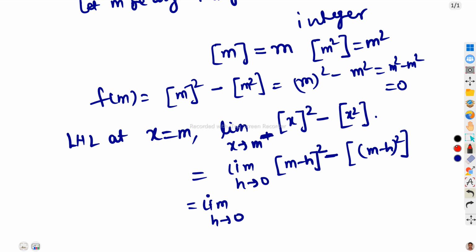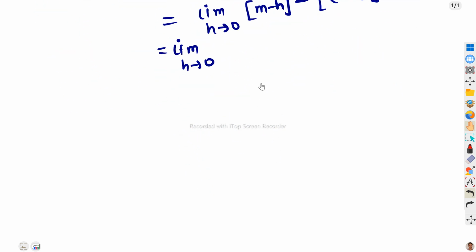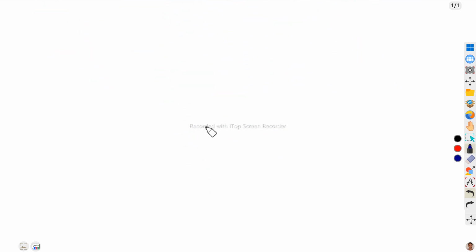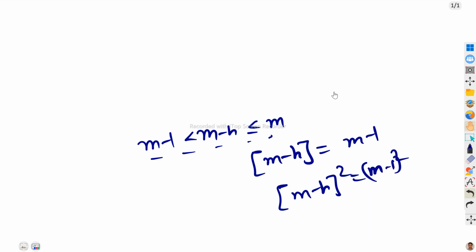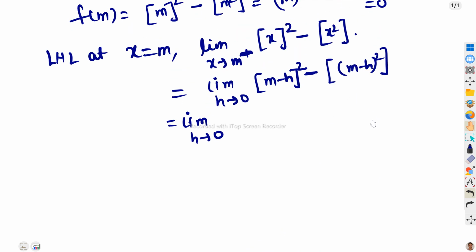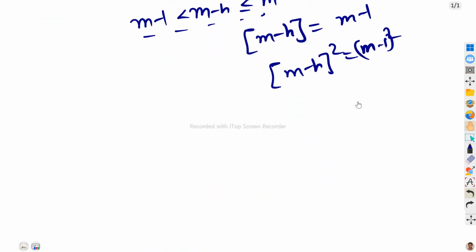Again, we are doing some rough work. We know that since m minus h is less than m and greater than m minus 1, since h is very near to the left of m, the value of the greatest integer function of m minus h equals m minus 1. So bracket of m minus h whole square equals (m minus 1) whole square. Again, we have been given the bracket of (m minus h) square.